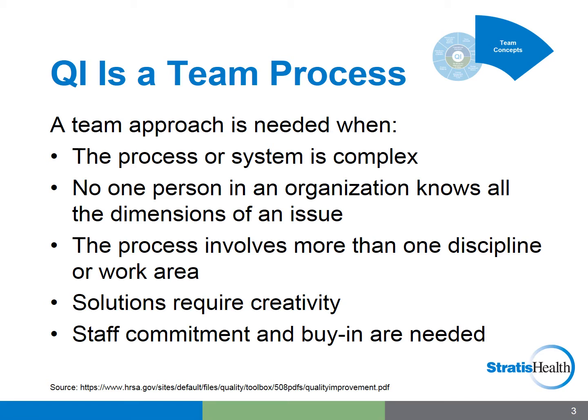A team approach is needed when the process or system is complex, which is quite often the case in healthcare. Even when we think a process is fairly simple, when we map it out, we are often surprised by the number of people and steps that are actually involved. No one person in an organization knows all the dimensions of an issue, which is almost always the case. The process involves more than one discipline or work area. Most processes cross department boundaries or are multidisciplinary in nature. Solutions require creativity. Staff commitment and buy-in are needed. One or a combination of these characteristics indicate that a team approach is needed.